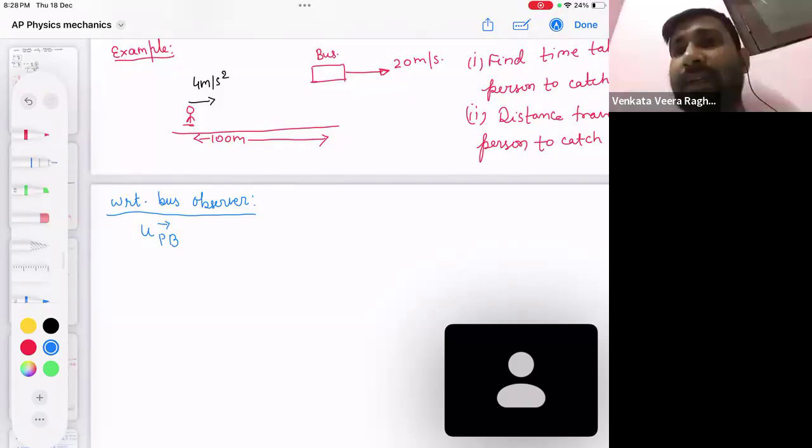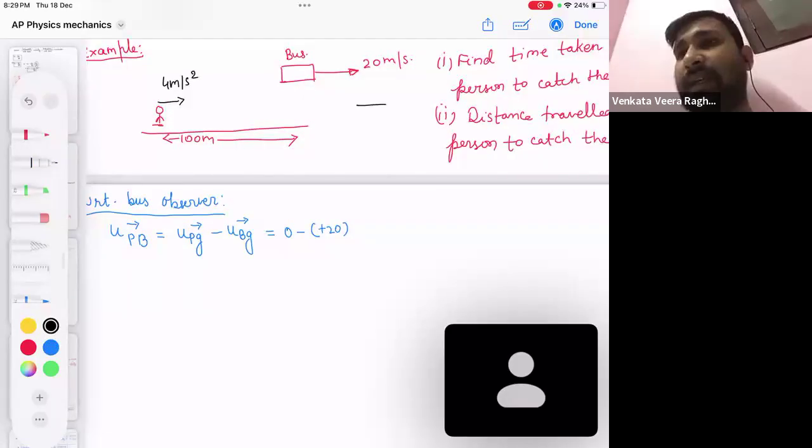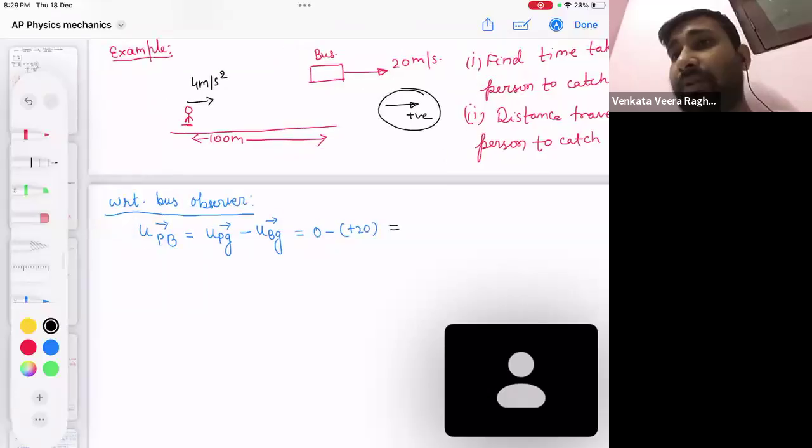The initial velocity of the person with respect to the bus is the initial velocity of the person with respect to ground minus the initial velocity of the bus with respect to ground. The person has no initial velocity, so 0 minus the bus velocity, plus 20. Keep in mind, I am taking towards right as positive. So the initial velocity of the person with respect to the bus becomes minus 20 meter per second.